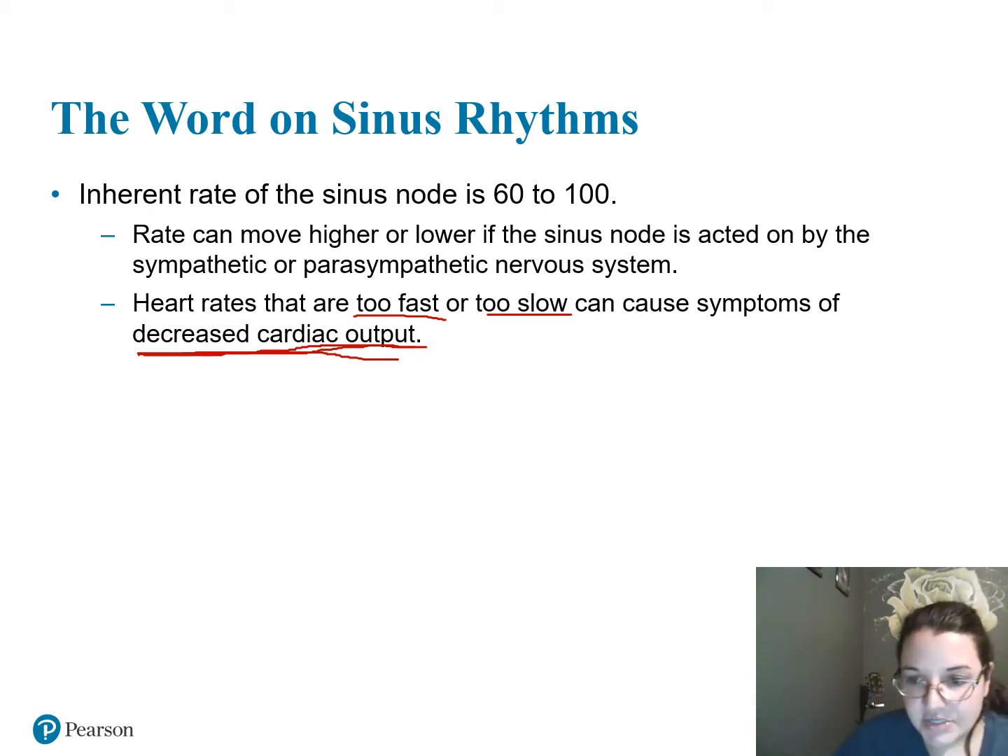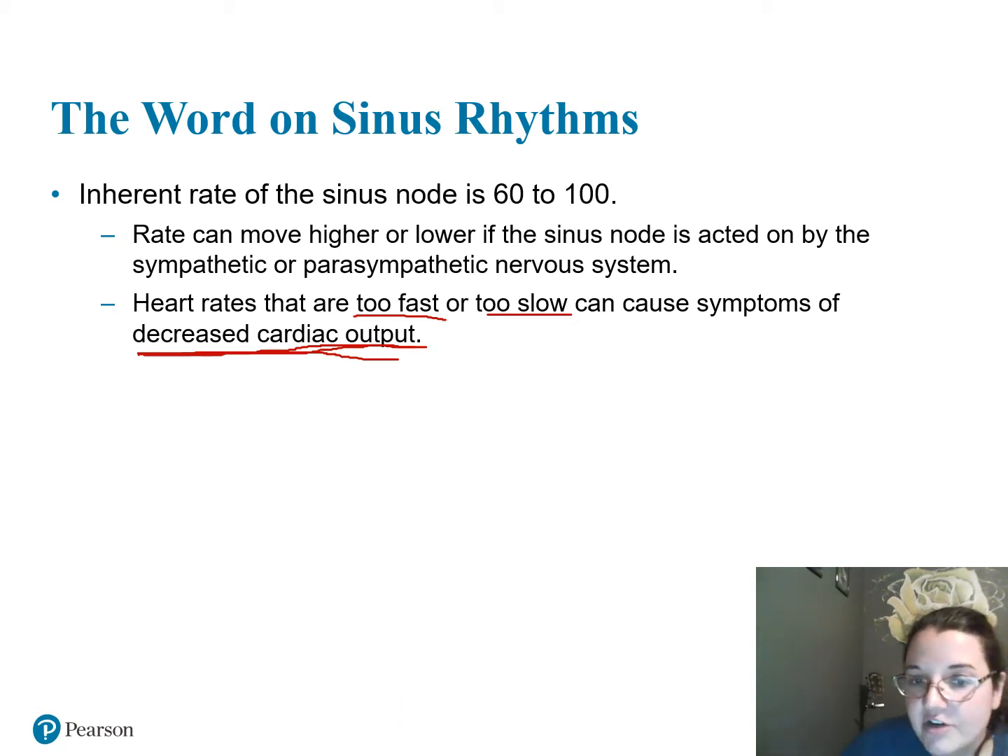And what does decreased cardiac output mean? We'll go all the way back to chapter 1 when we talked about the heart and what the job of the heart is. The job of the heart is to pump blood, to circulate your blood throughout the body, to deliver oxygen to your organs, to come back to your heart and go to your lungs to get that oxygen and circulate it back around.